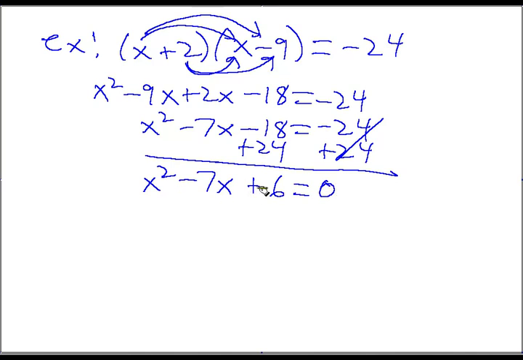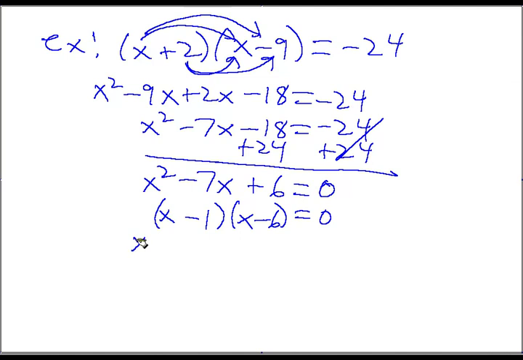Is this factorable? Well, think about it. Two numbers that multiply to 6 and add up to negative 7. Yeah, it's factorable. The factors will be x and x here for the x squared. What multiplies to positive 6 and adds up to negative 7? Well, negative 1 and negative 6. Can you see that? Negative 1 times negative 6 is positive 6, negative 1 plus negative 6 is negative 7. So again, I factored it correctly.